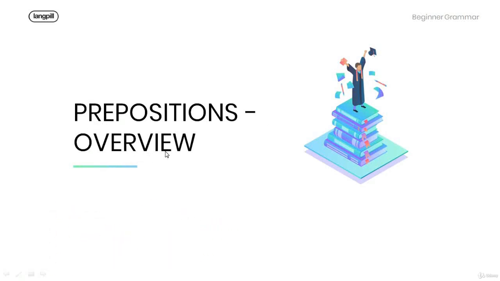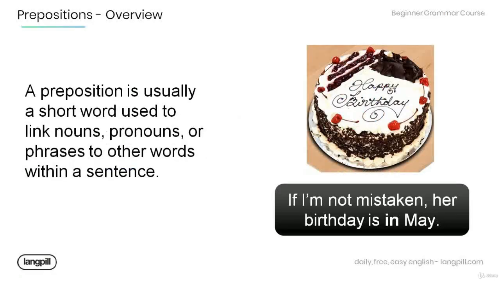Overview. A preposition is usually a short word used to link nouns, pronouns, or phrases to other words within a sentence. Have a look at the example over here. If I'm not mistaken, her birthday is in May. The preposition in is used in the sentence to link the noun May to birthday.